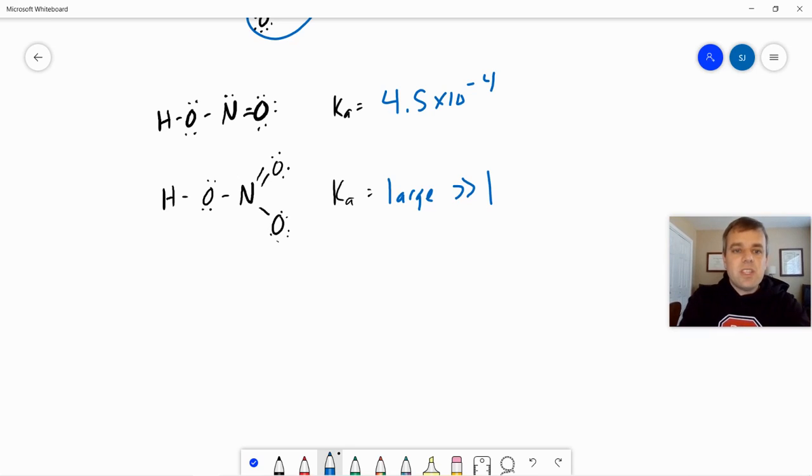And this is once again because the addition of the oxygens essentially weakens the attraction between the oxygen and the hydrogen, making that hydrogen pop off more easily in solution. And producing H pluses in solution is the hallmark of a strong acid.